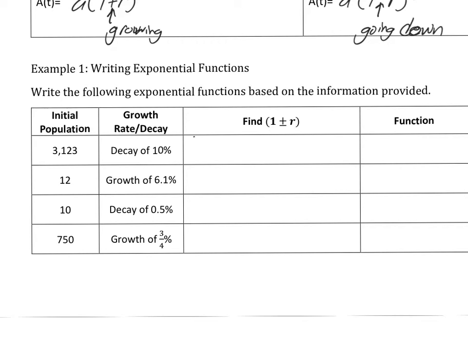So let's go ahead and look at this. I have a decay of 10%. So that means I'm going to subtract it, because decay means subtract. And 10%, well, as a decimal, that's just 0.1. So what is that actually? It's just going to become 0.9.